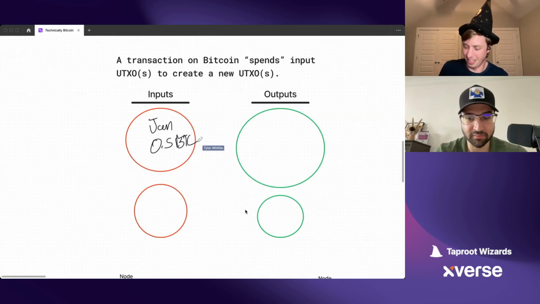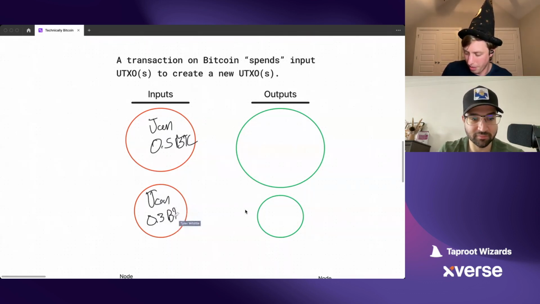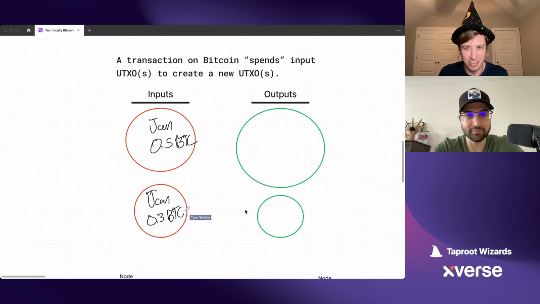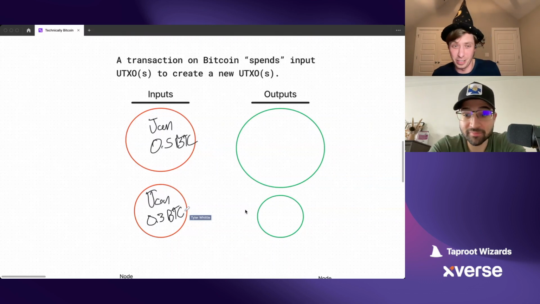It's going to look around again. It's going to say, oh, great. Look, I found another UTXO you own. You own this 0.3 BTC one. What do I do now? I want to send you 0.6, not 0.5, 0.3, or 0.8.